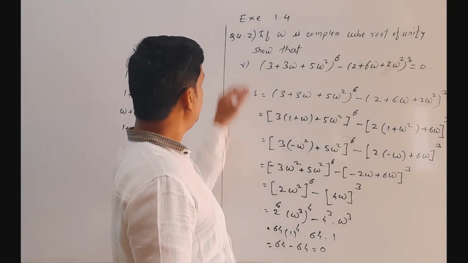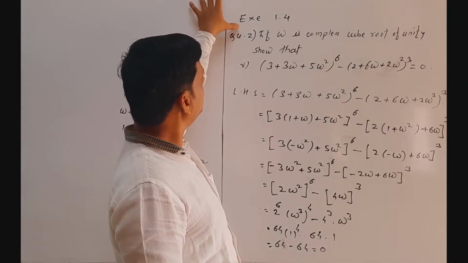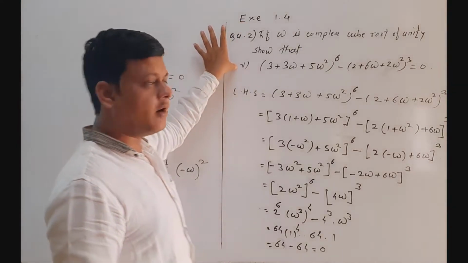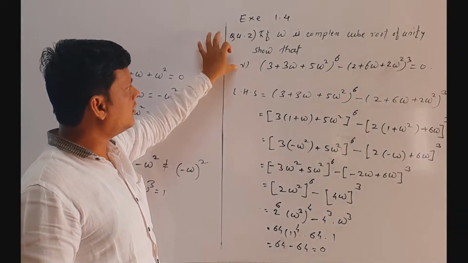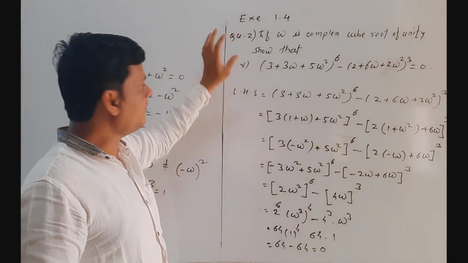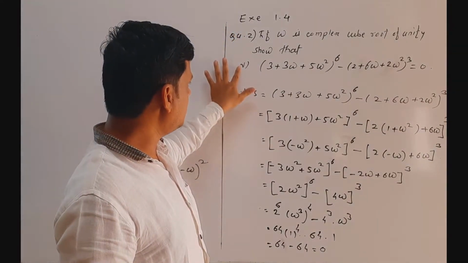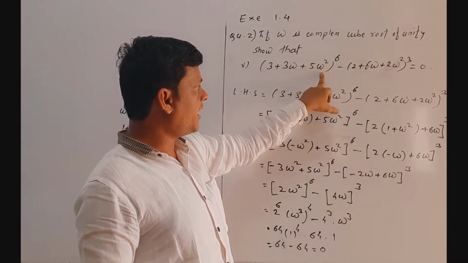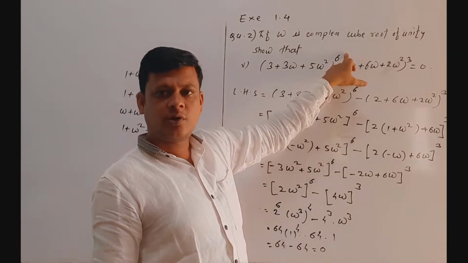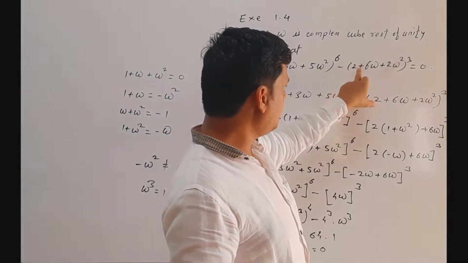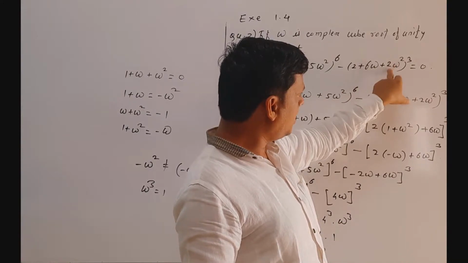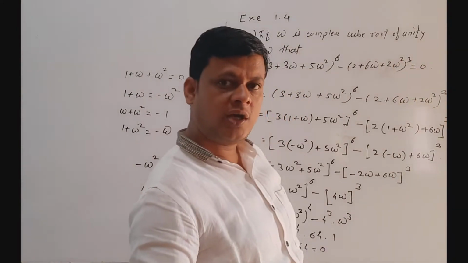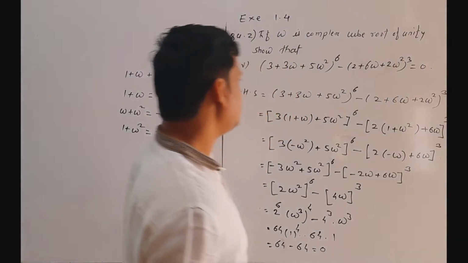Now see next question number second, sub question fifth. We solved up to sub question 4 in the previous lecture. So we take sub question fifth: [3 + 3ω + 5ω²]^6 − [2 + 6ω + 2ω²]^3 = 0. Here we have to show that LHS equals RHS.